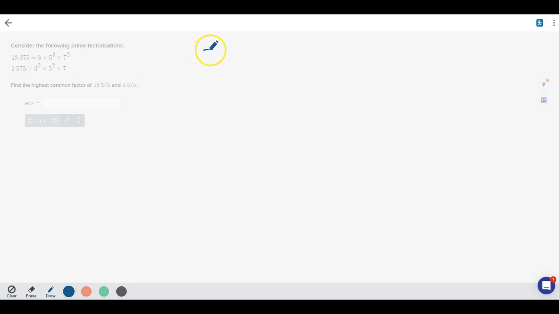So 3 times 5 to the power of 3, remember, is 5 times 5 times 5. That's what 5 to the power of 3 means. And then I've got 7 to the power of 2, which is really 7 times 7. So that's my first set of prime factorizations in expanded form. The second number here is 3 to the power of 2, which is really 3 times 3. And then it's 5 to the power of 2, which is 5 times 5.